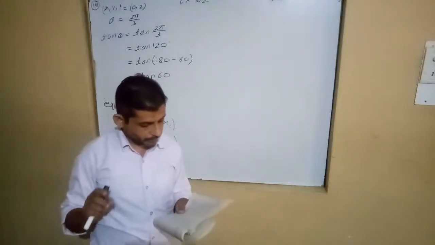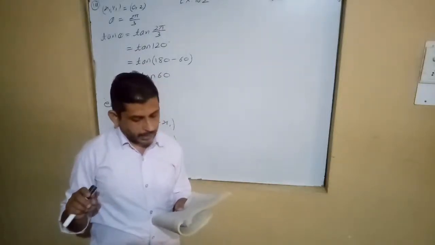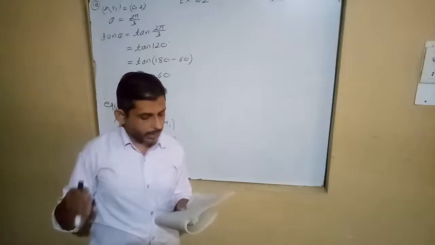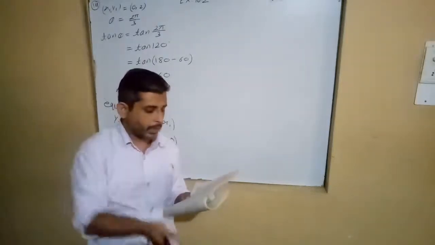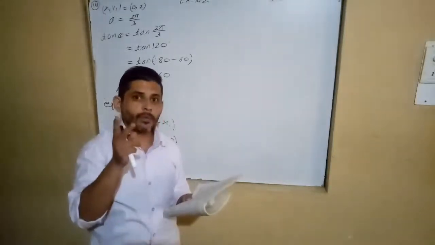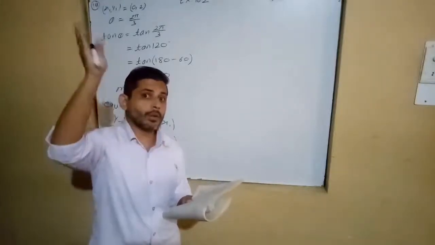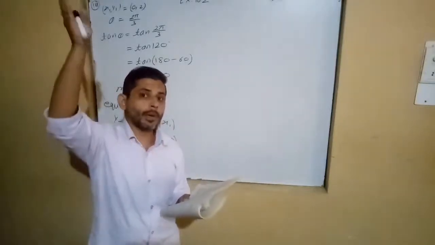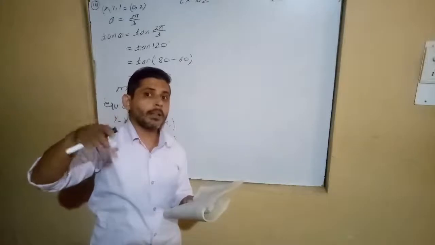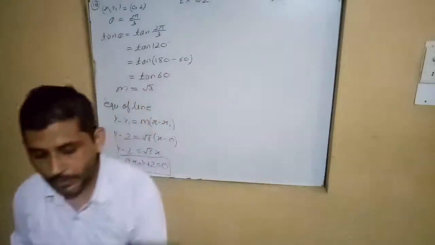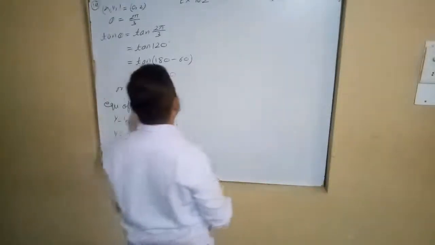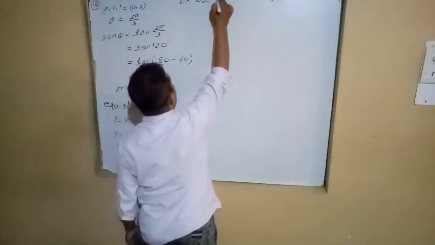And what? And crossing the y-axis at a distance of 2 units. So y-axis को कौन सा form काटता है? Slope intercept form, at c. So what is the equation of slope intercept form? So first we write here now.